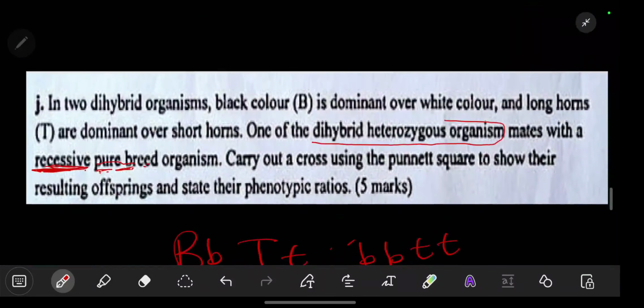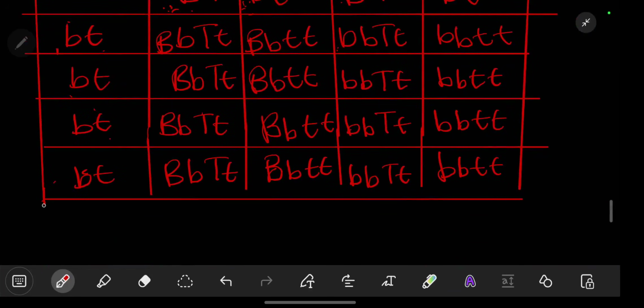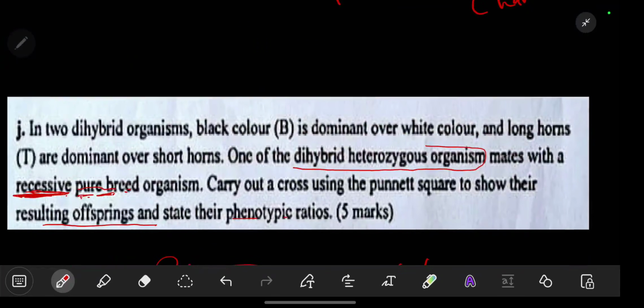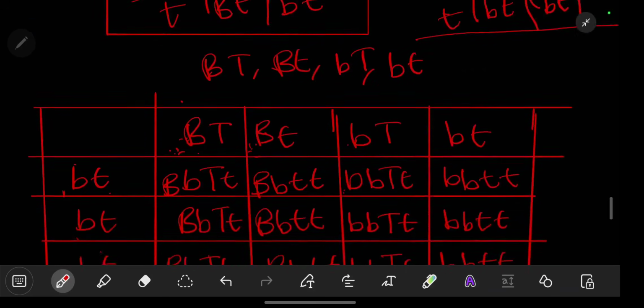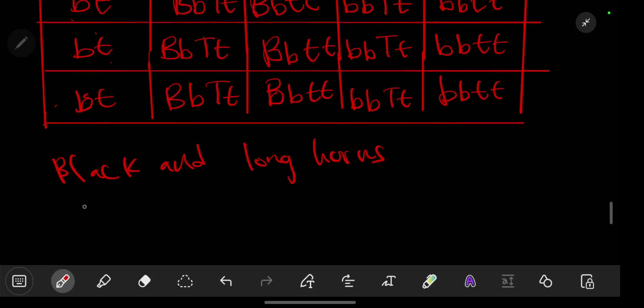Then all we have to do is carry out the crosses, show their resulting phenotypic ratios and state their phenotypic ratios. Phenotype means the outward expression. So we are just going to say what traits these are. Black color is dominant, so we have black and long horns, black and long horns. Then we are going to have black and short horns.